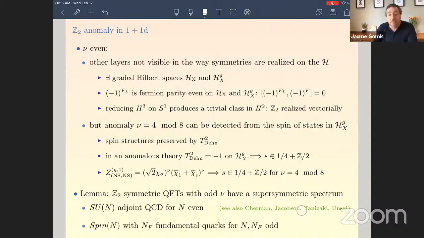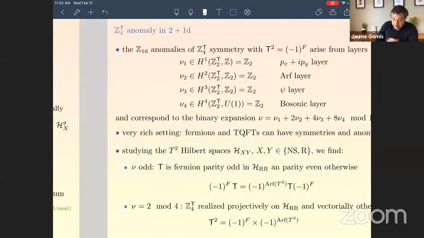And this is also something that was noted and shown by doing a circle reduction by these authors. But then this can be generalized to many other interesting theories, where the fact that you have a Z2 symmetry with an anomaly with nu odd tells you that this theory must have a supersymmetric spectrum. So that's another interesting example of how anomalies predict something non-trivial about the spectrum of the theory.